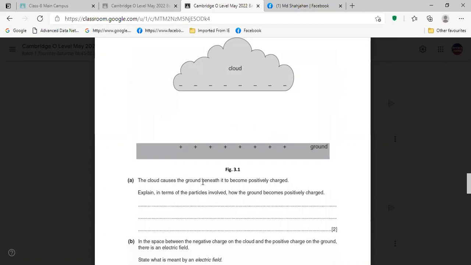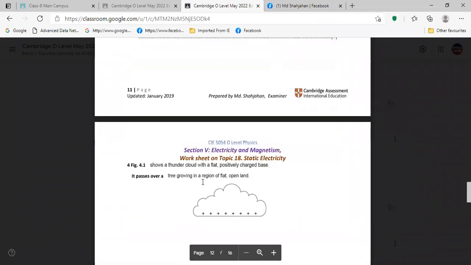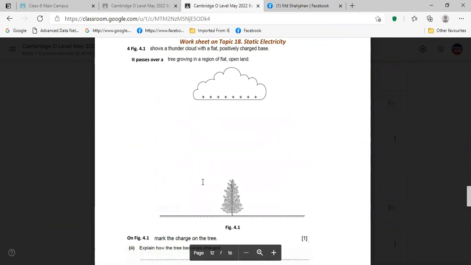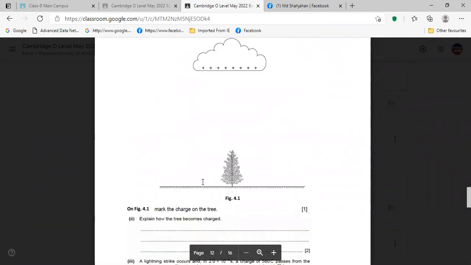The ground became positively charged. Why it became positively charged, we got the explanation. Now, for the tree, what will happen? Will it be negatively charged or positively charged?